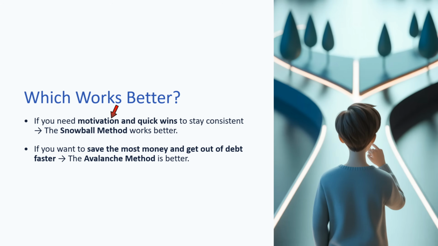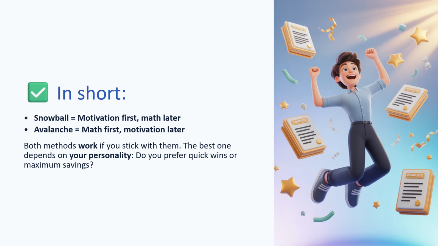If you need motivation and quick wins to stay consistent, the snowball method works better. If you want to save the most money and get out of debt faster, then the avalanche method is better. In short, snowball method equals motivation first, math later. Avalanche method equals math first, motivation later.